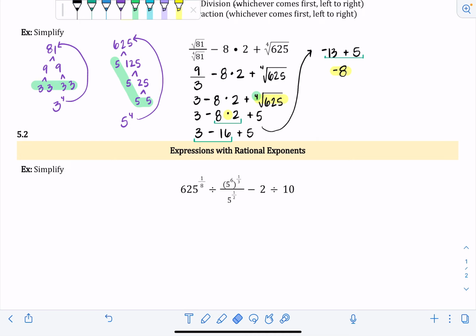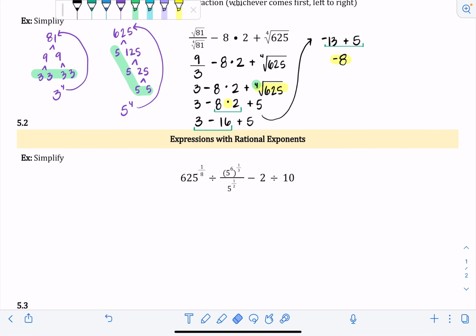Okay, so 5.2 is expressions with rational exponents, which is just fractions. This one I definitely approach a little bit differently than what it looks like in your written workbook. So if you want to check out a different way to do it, you can look at that, but I'm giving you guys options.